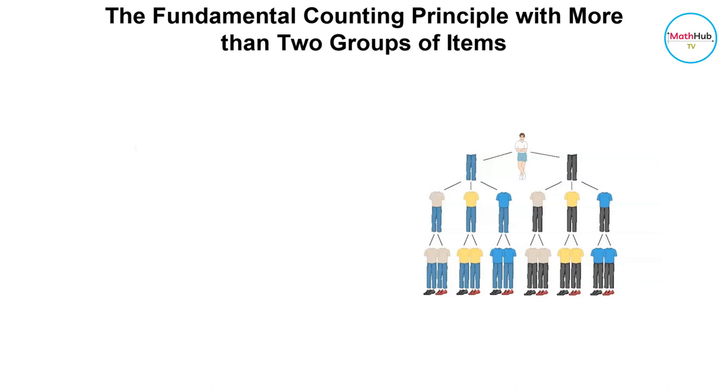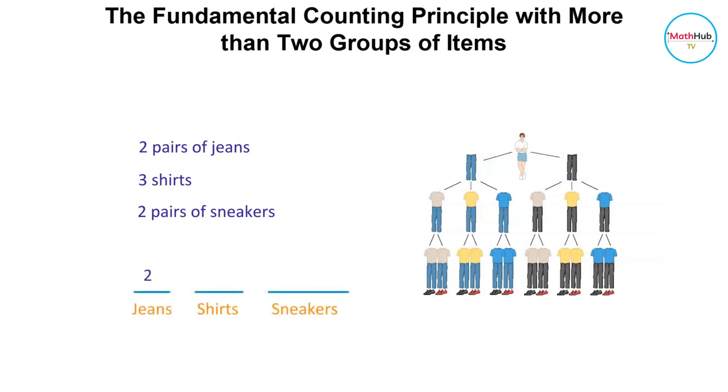In this tree diagram, we are shown the number of possible outfits from 2 pairs of jeans, 3 shirts, and 2 pairs of sneakers. Each pair of jeans can be paired to 3 different t-shirt options, and each of these can be paired to 2 different sneakers options. Now, by looking at the tree diagram, we see that we have 12 different outfits. By applying the fundamental counting principle, since we have 2 choices for the pair of jeans, 3 choices for shirts, and also 2 choices for pair of sneakers, then we have 2 times 3 times 2, which is equal to 12 different outfits.